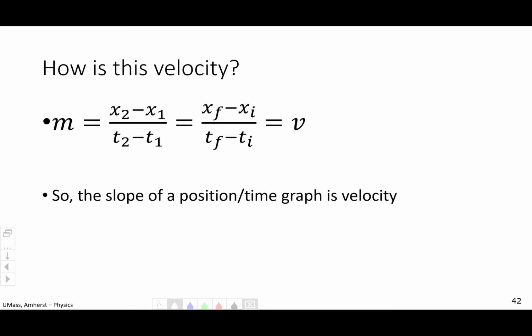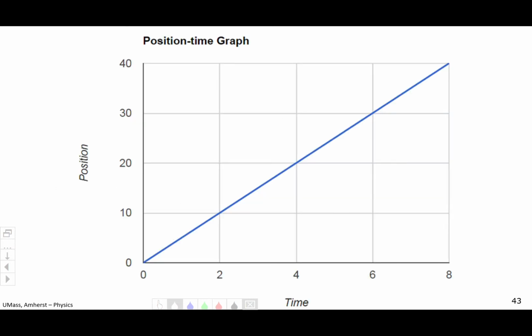So how does this end up being velocity? Well, m being the slope, x2 minus x1 becomes x final minus x initial, and t2 minus t1 becomes t final minus t initial, and we know that that is the definition of velocity. Therefore, the slope of a position versus time graph is velocity. Let's look at what that might look like.